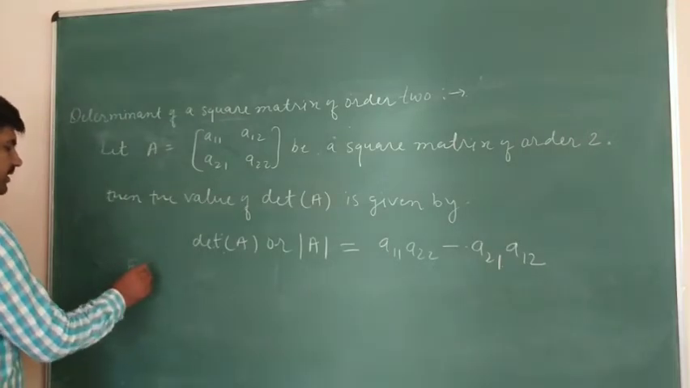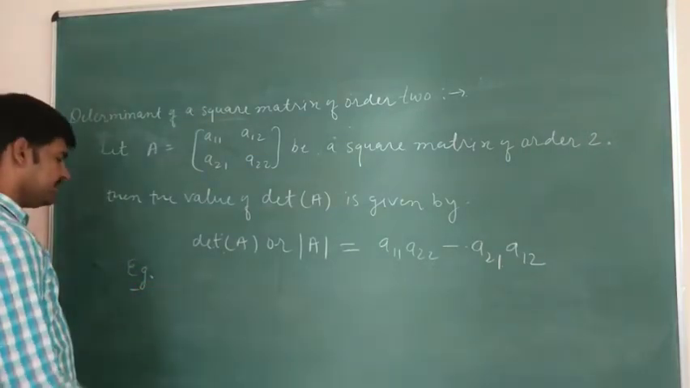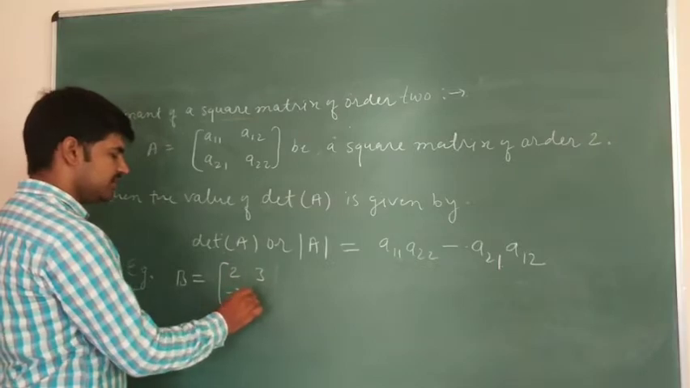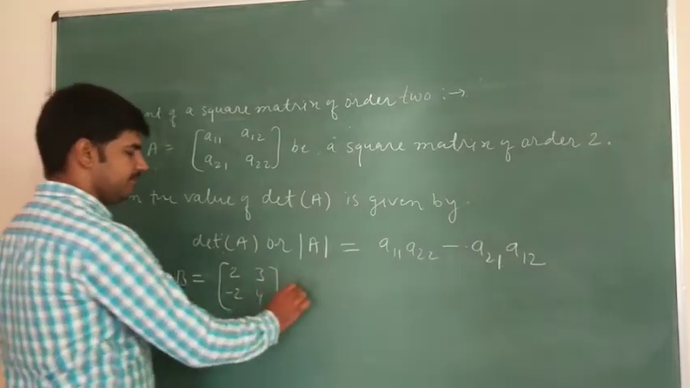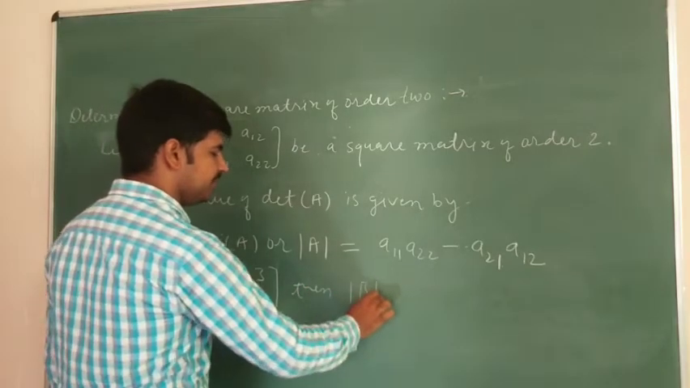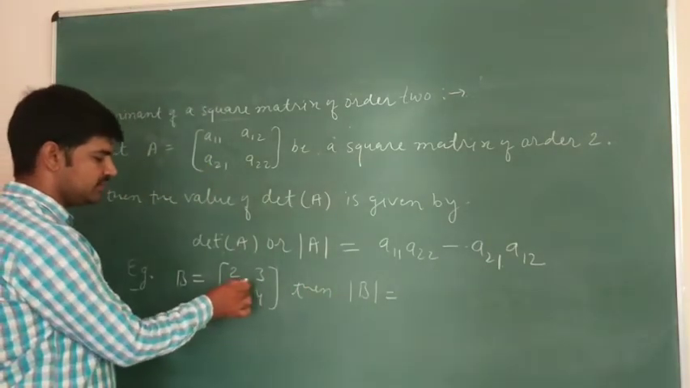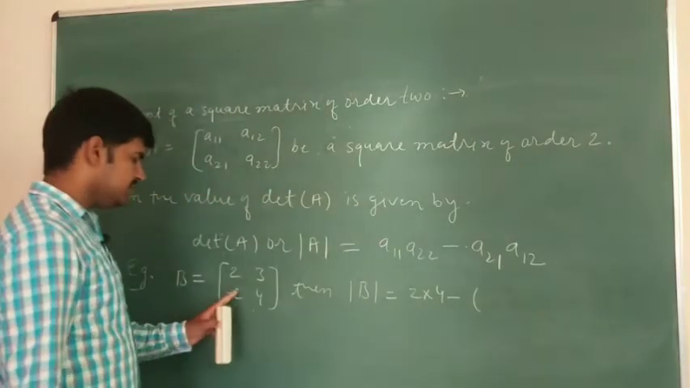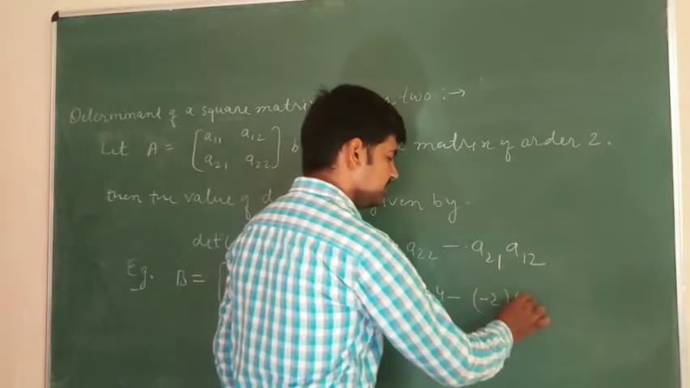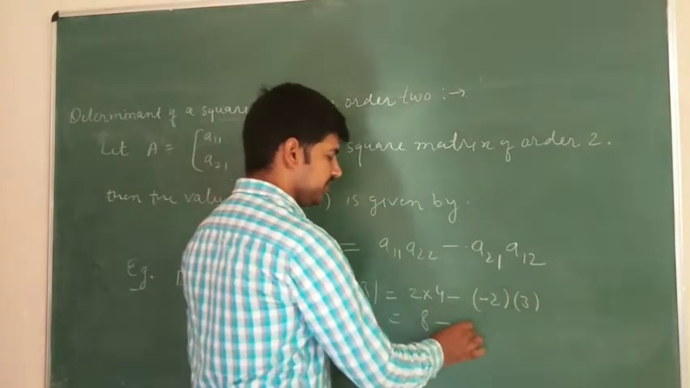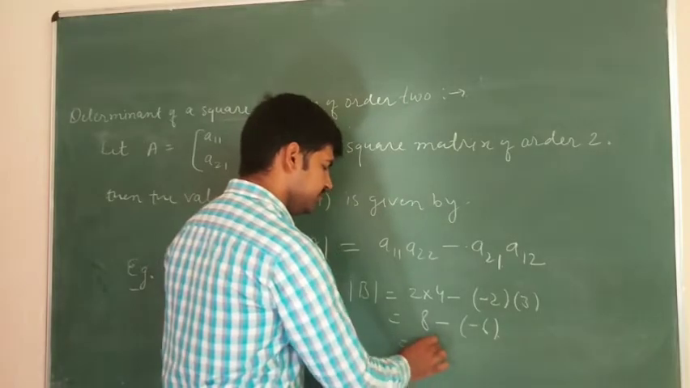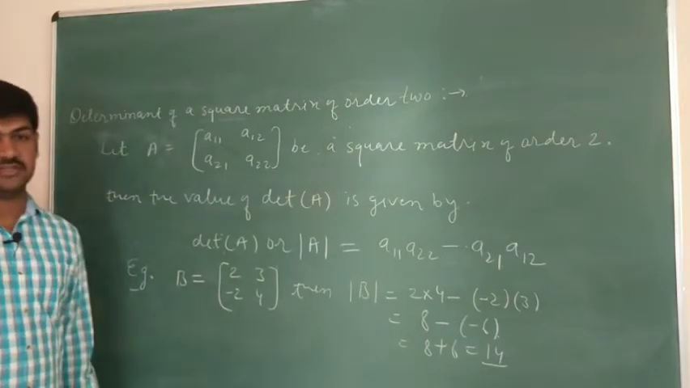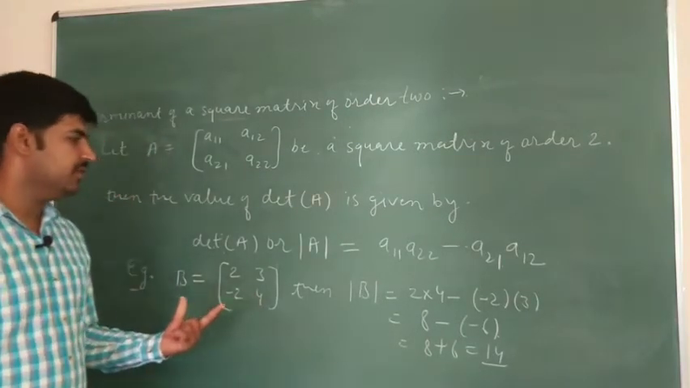We can quickly take an example as well, students. If there is a matrix named B and the elements are 2, 3, minus 2, 4, then the determinant of B is equal to 2 multiplied by 4, minus, minus 2 multiplied by 3, and that is equal to 8 minus (minus 6), which is 8 plus 6, equal to 14, the value of the determinant of this particular square matrix. I am sure you have understood how to find the determinant of a square matrix of order 2.